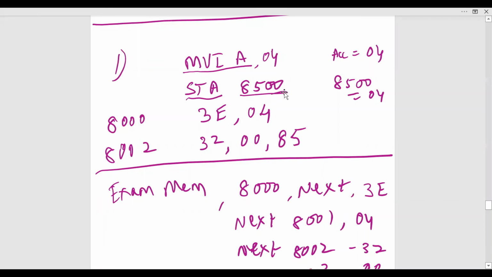So 8500, because we are storing, we have to place the data from accumulator to 8500. So the opcode for STA is 32. And when giving the data address, we have to give the lower address first, 00, and then the higher address next. So 8002 is 32, 8003 is 00, 8004 is 85. So this is a simple program.